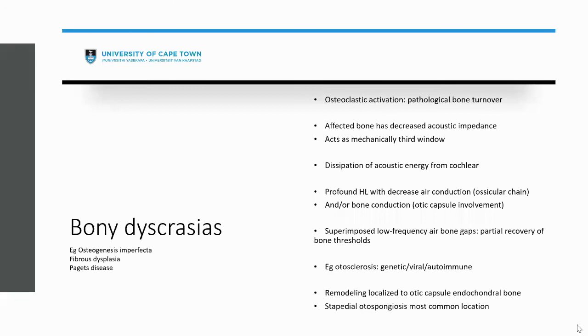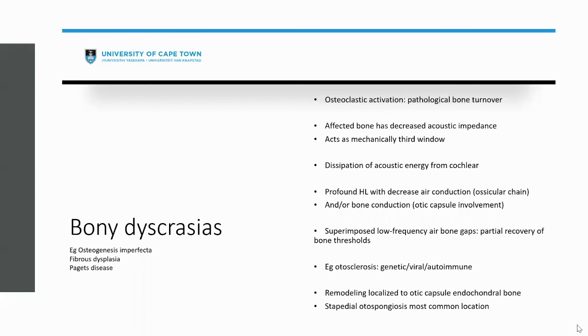And then if we look at some bony abnormalities, examples would be osteogenesis imperfecta, fibrous dysplasia, and Paget's disease. And wherever you have osteoclast activation, you get pathological bony turnover. And in these conditions, it's not necessarily just limited to one area. You can have quite diffuse bone involvement. But the bone that has been affected demonstrates much reduced acoustic impedance. So it actually acts as a third window, and you can have dissipation of this energy from the cochlea.